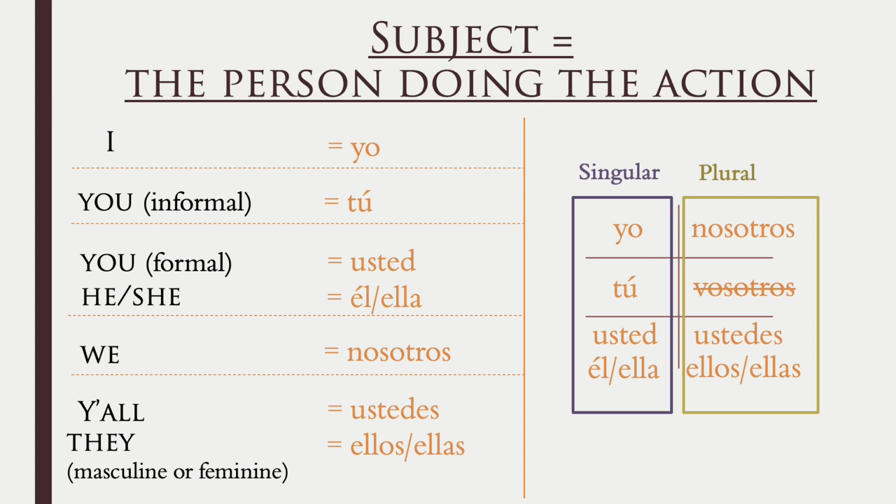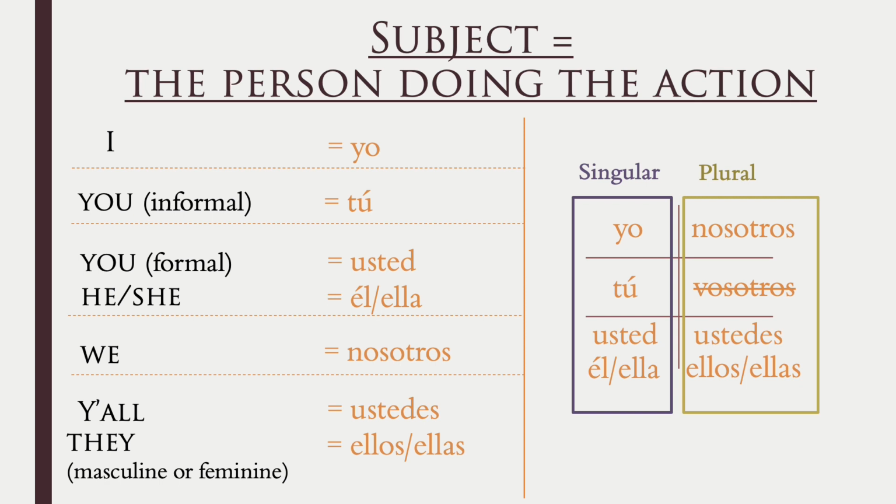Also, when we're conjugating, we're going to need to know who our subjects are. So the subject is going to be the person who's completing the action. So if I'm doing it, I'm the subject, right? If I speak, then the subject's going to be me, right? If we speak, then we are the subject. So the subject is the person who's doing it.